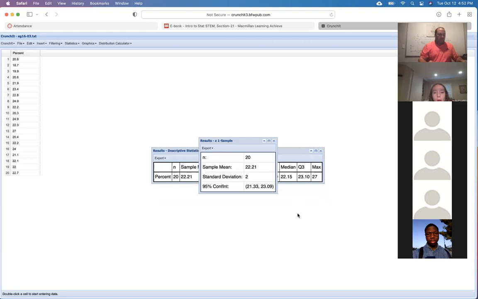What is my confidence interval? 21.33. Well, it's got to give me the left edge and the right edge of my confidence interval. So what's the left edge? 21.33. What's the right edge? 23.09. Okay. So what can I claim as a result in the context of this problem? Give me an English sentence about the results of this experiment.